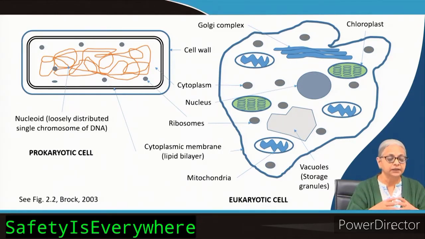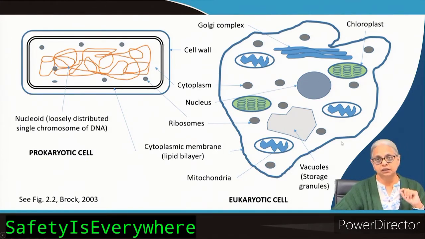It's free floating inside the cytoplasm, and there is no well-defined nucleus. So these are the simple characteristics of a prokaryotic cell. Look at the eukaryotic cell on the other hand.